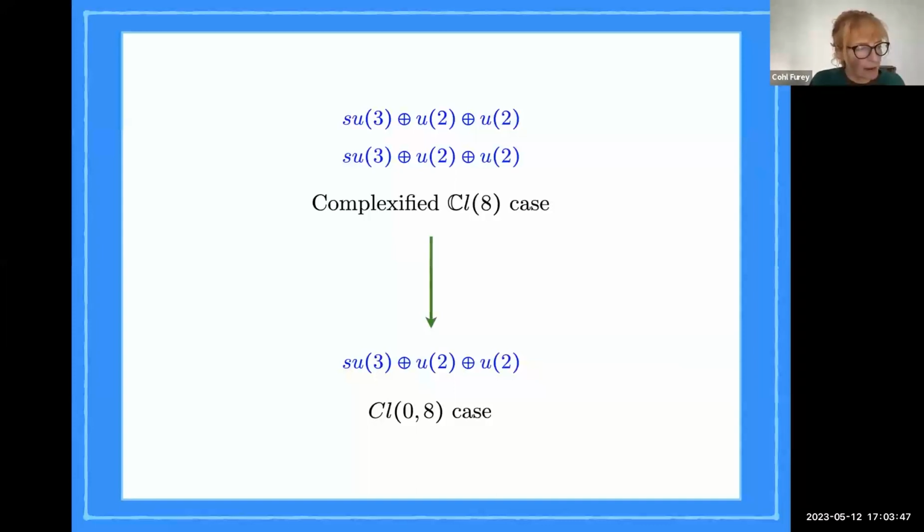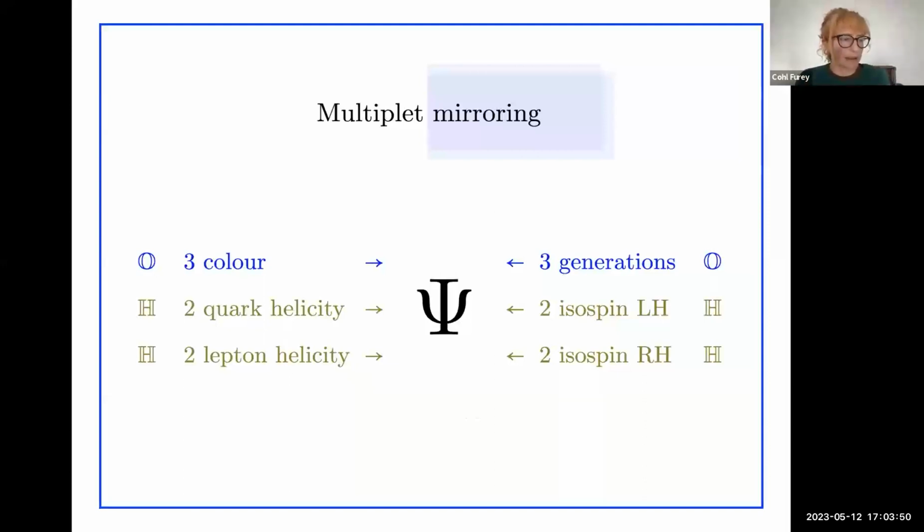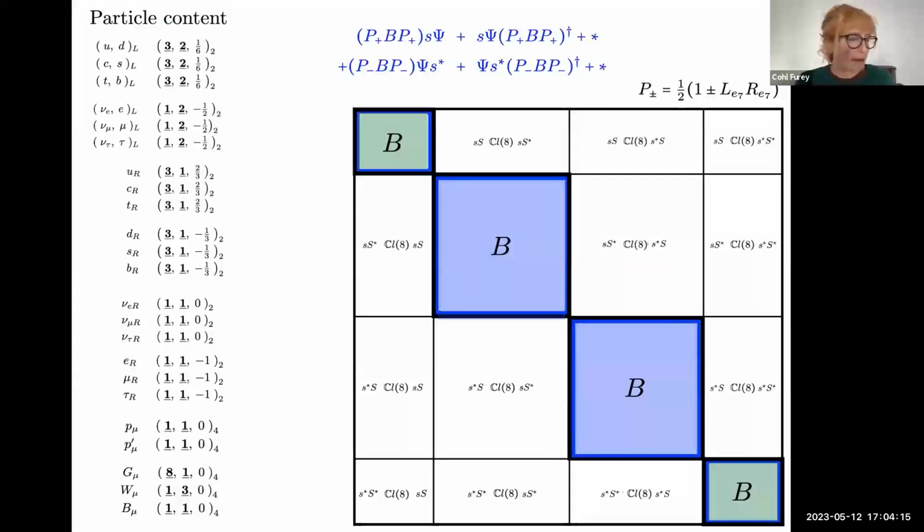Now, when acting on fermionic space, we find that these Lie algebras and Jordan algebras come in pairs. And this causes the fermions to exhibit what we call multiplet mirroring, namely an algebraic correspondence between three colors and three generations, between quark helicity and isospin left, between lepton helicity and isospin right. And then we identified a relatively simple action that respects a Z2 grading with bosons on the diagonals and fermions on the off diagonals.